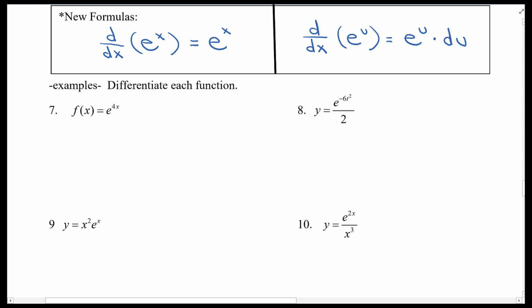Examples: differentiate each function. Number 7. f of x equals e raised to the 4x power. I'm drawing an arrow pointing at the 4x in the exponent. We're going to set u equal to 4x. So that means du dx will be equal to 4.